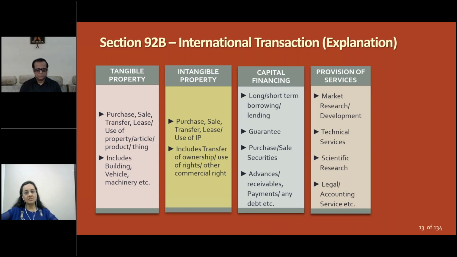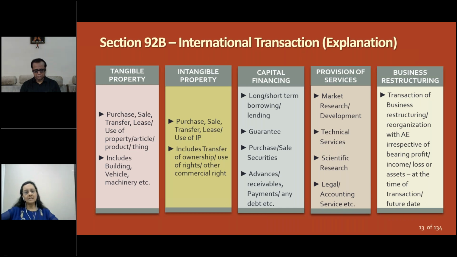Then what is provision of services? This can be any type of services: marketing, research, technical services, scientific services, legal, accounting, tax. It could be any kind of service that one associate enterprise gives to another. The other thing that they have added through the explanation is business restructuring. Now, if you will see, 92B(1) does not have business restructuring in its main definition or in its main text. But through the explanation, this business restructuring has also been added.